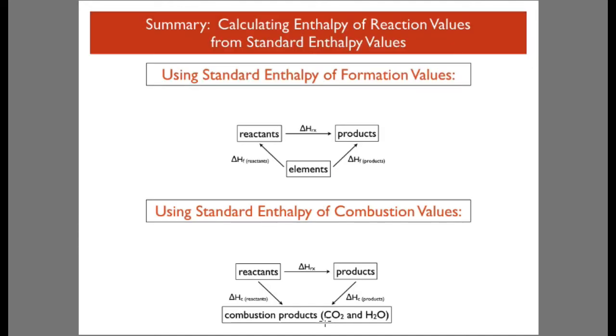So to summarize, calculating the enthalpy of reaction values from standard enthalpy values, we can use standard enthalpy of formation values, and for these, we know that the elements, we can look up in the data booklet to see the standard enthalpy formation of reactants and the standard enthalpy formation of products. Or we can look up using standard enthalpy of combustion values, and the reactants combust to give carbon dioxide and water, and the products will combust to give carbon dioxide and water, which means we'll have 2 bits of information, which is sufficient to then work out the standard enthalpy change of the reaction.